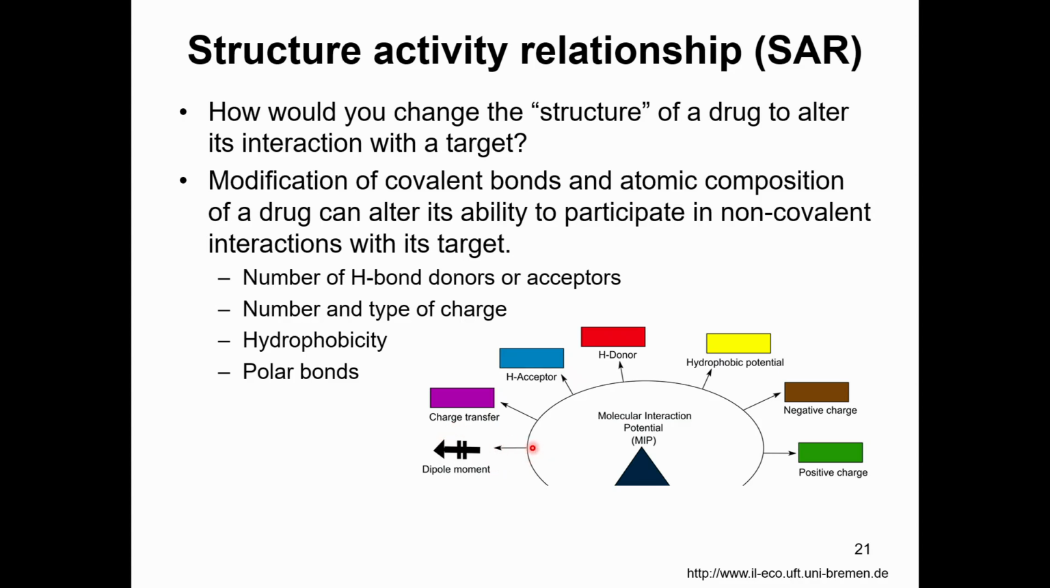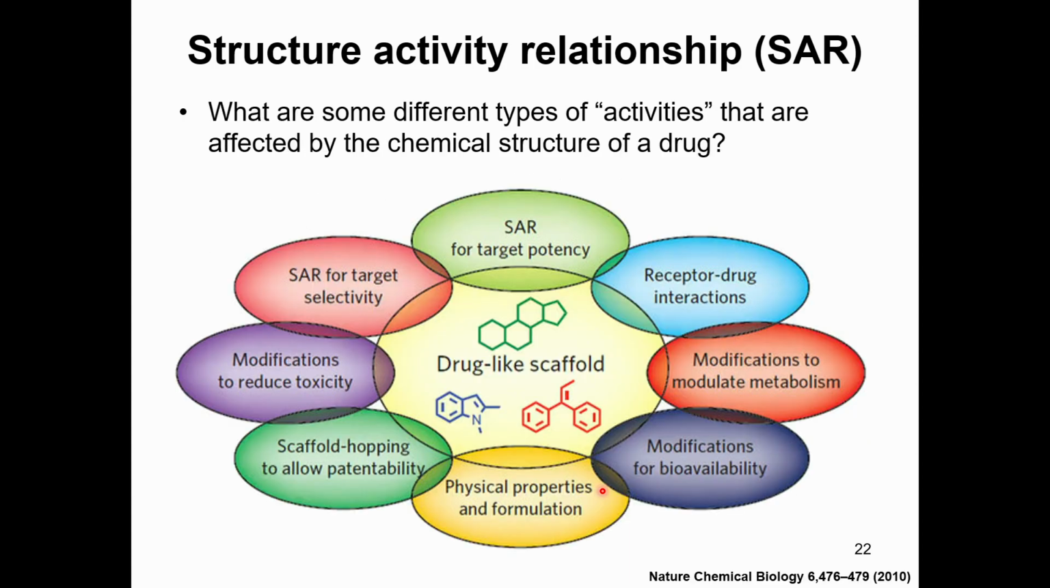across bonds within the drug, dipole moments. So these are the types of weaker interactions that we're going to be thinking about. And probably some of the most important ones are charge interactions, hydrogen bonding, that sort of thing. But if you put all that together, we can think, what is the molecular interaction potential of a drug, given that we know what its target might be? Okay.